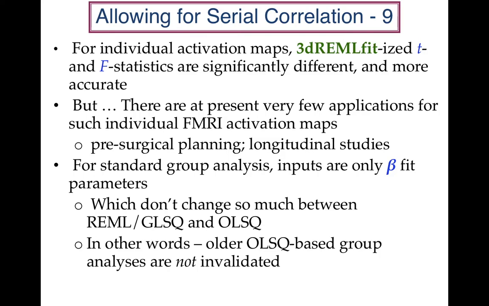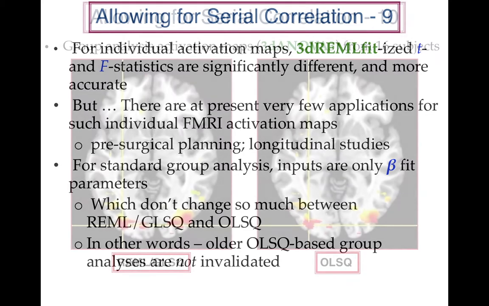But at present, there aren't that many applications for individual FMRI activation maps. And for general group analysis programs, the only inputs at the higher level analysis are the beta fit parameters, the percent signal change at every voxel. And these don't actually change so much between REML and GLSQ. They do change some, and it's better to use the REML GLSQ method. But in other words, older LSQ-based group analyses are not invalidated, unlike what some people were saying 10 years ago.